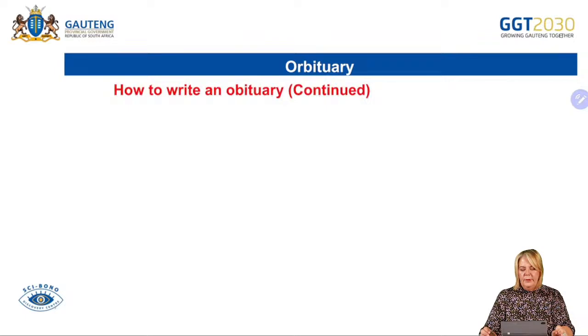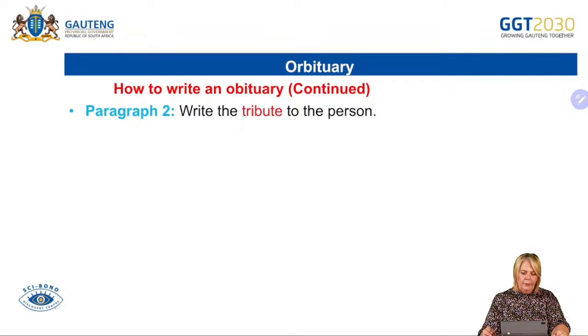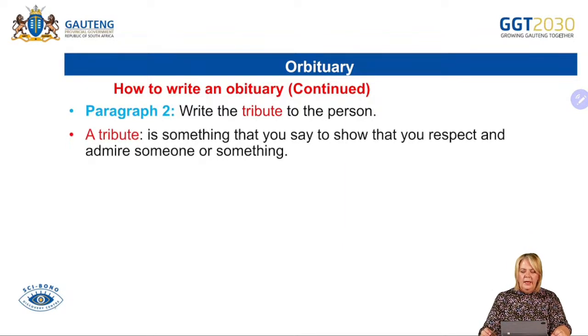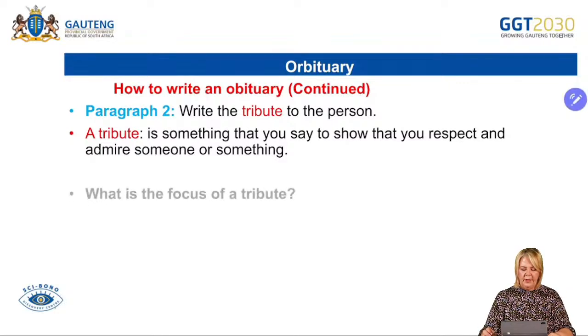How to write an obituary again. It goes on to paragraph 2. You write the tribute to the person. So the previous was paragraph 1. Paragraph 2, a tribute to the person. What should be included there? It is something that you say to show that you respect and admire someone or something.